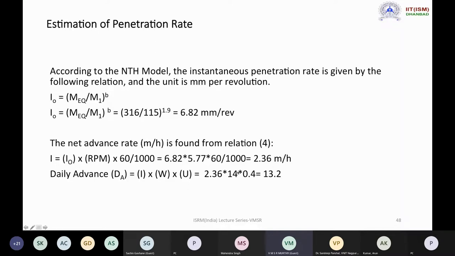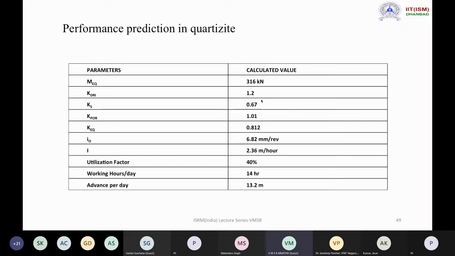Here, I'm assuming a pretty high order of operation. But it depends on exactly what the number of hours is that I'm operating, on which the daily advance will depend. But typically, the penetration per revolution will be in the order of 6.82 in the case of quartzite that we have investigated. So this is the case when I analyze Parvati with all the parameters proposed in the NTH model.